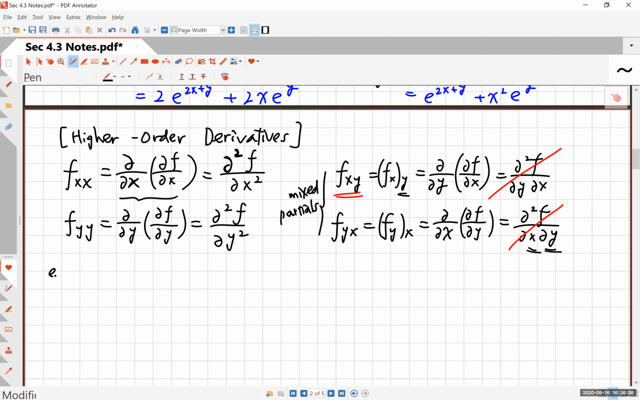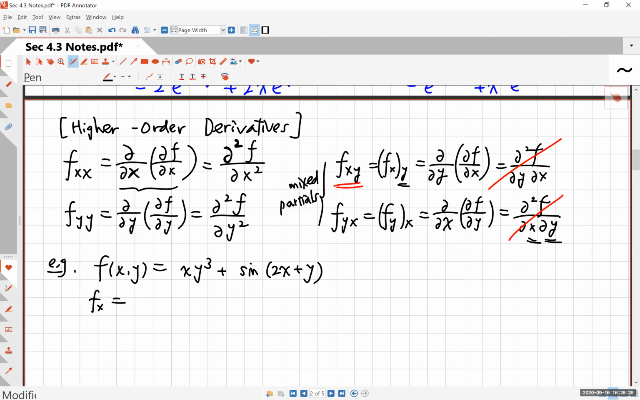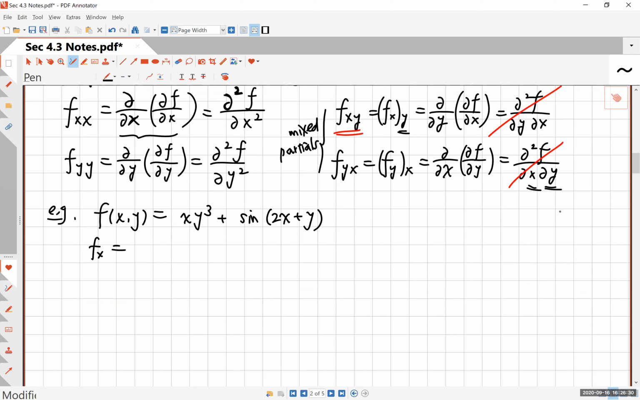All right. Let me give you an example. What is f sub xy? And this is a simple example. Maybe I should make this a little more complicated one. Yeah, I think I will. x y cubed plus sine of 2x plus y. Okay, is that complicated enough? Maybe not.